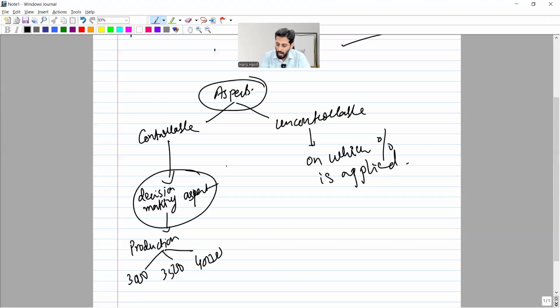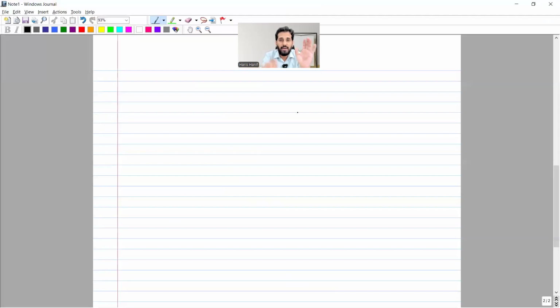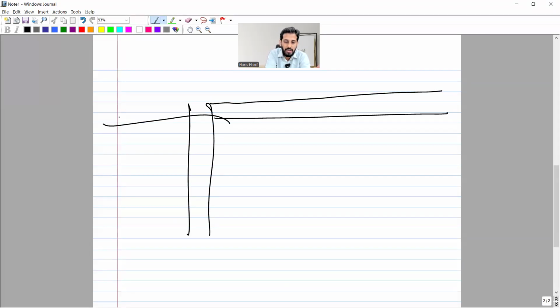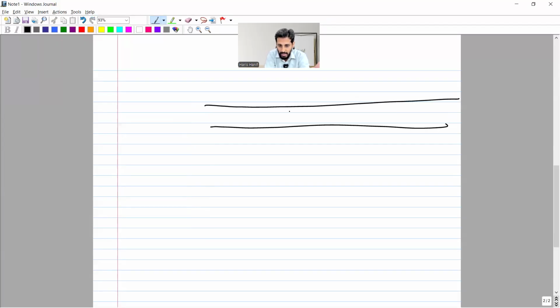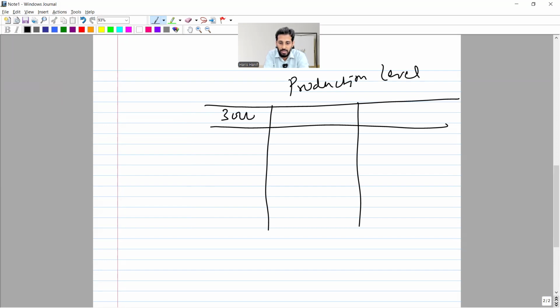Congratulations. Now, how to construct the payoff table? Whatever your controllable aspect is, you need to write it here that way. The payoff table looks like that. So what's the controllable factor? This is my production level, either 3,000, 3,500 or 4,000. Whenever you have identified your controllable point, you must draw the payoff table that way.